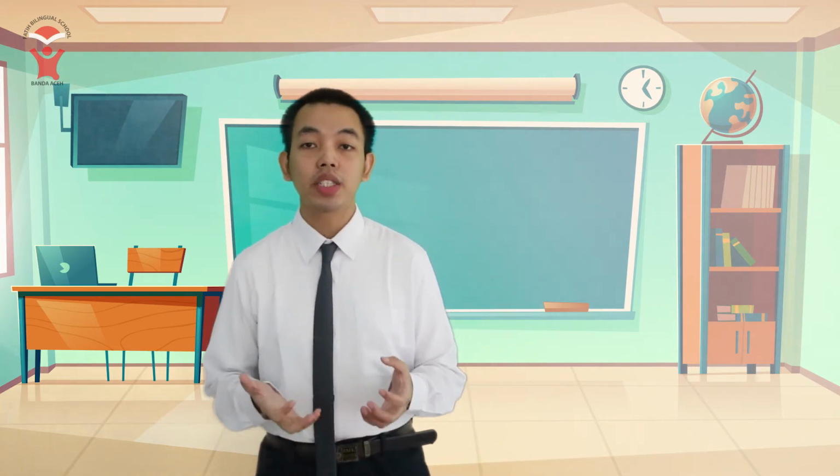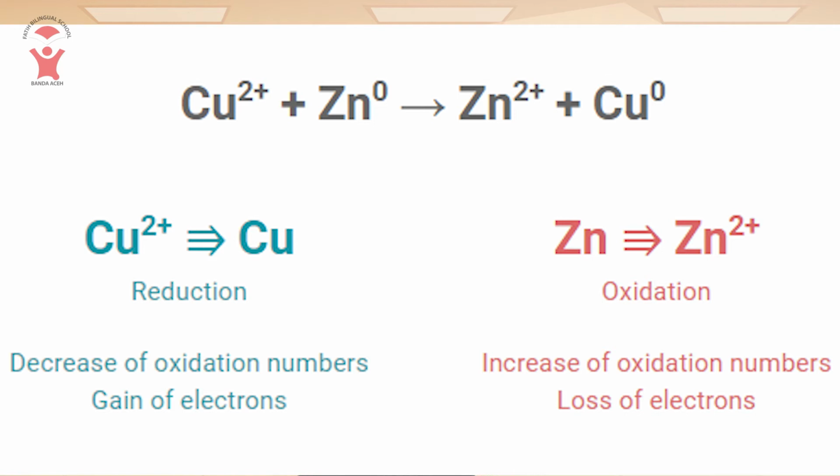Here, our copper ion becomes copper metal, whereas zinc metal is converted into a cation. Calculating each element's oxidation number gave us the conclusion that copper has its oxidation number decreased, while zinc is the opposite. Copper undergoes a reduction reaction. When an element is reduced, its oxidation number decreases, and therefore it gains electrons. Zinc undergoes an oxidation reaction. When an element is oxidized, its oxidation number increases, and thus it loses some of its electrons.